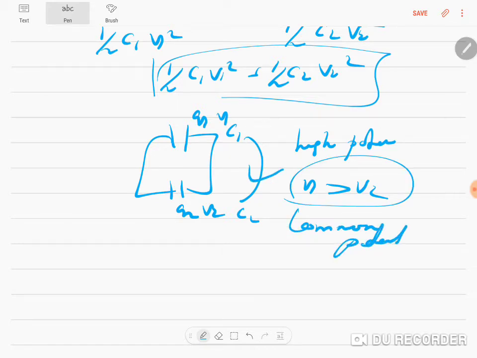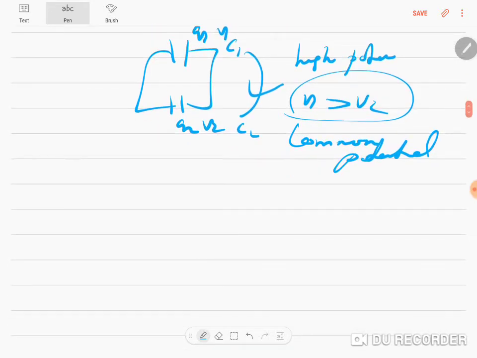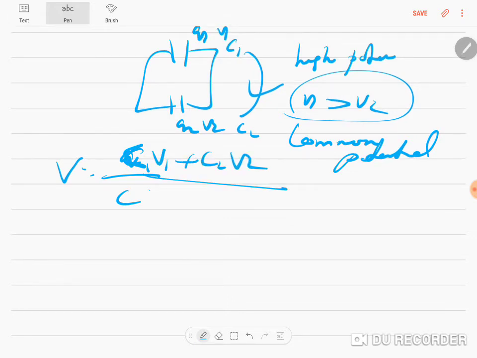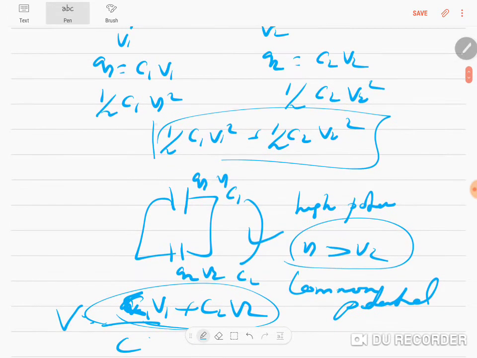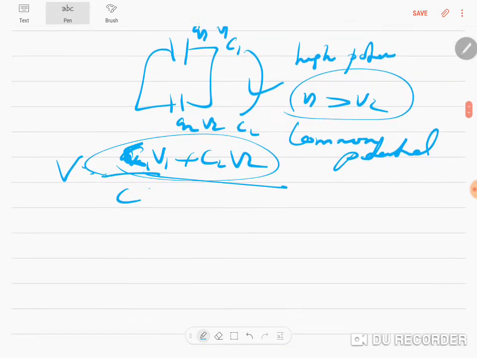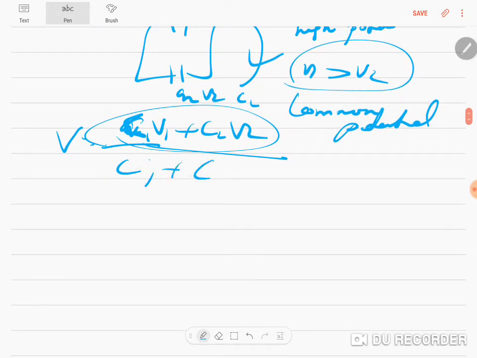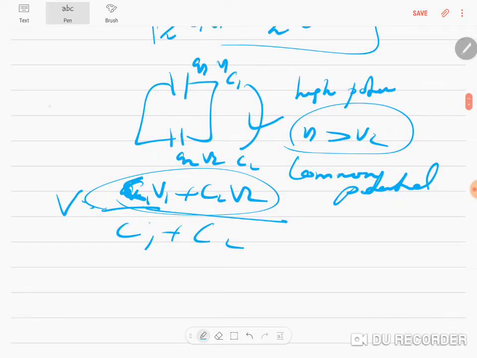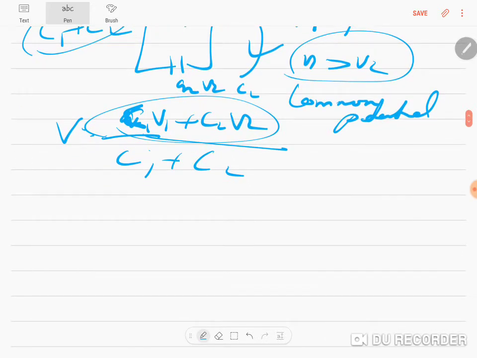So let us derive the common potential. V is equal to Q by C, but Q itself is C1 V1 plus C2 V2, which is the sum of the two charges getting added up, divided by C1 plus C2, because here they are connected in parallel. In the case of parallel connection, it is C1 plus C2. In the case of series, it is 1 by C1 plus 1 by C2, the opposite of resistance. Okay, this is the common potential.